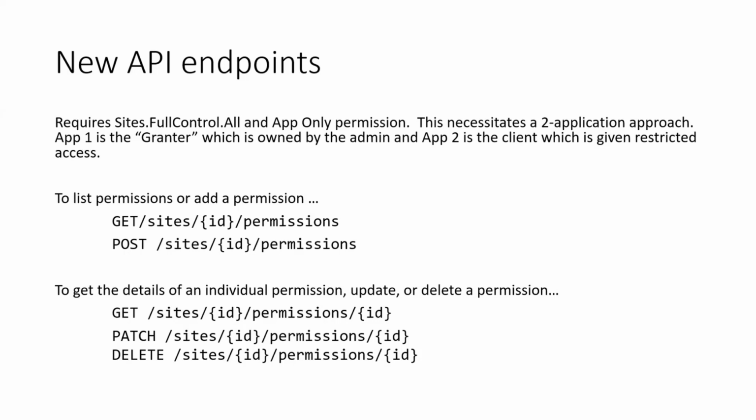The way that we've made this work is we've added the permissions object to the site object in the graph. So this is very similar to the permissions object that already exists on files, similar structure. So if you want to get the list of app permissions, you do a get on the permissions endpoint, adding a new permission is a post, and then you can get, patch, and delete the individual permissions by ID, which will come back in the overall permission get.